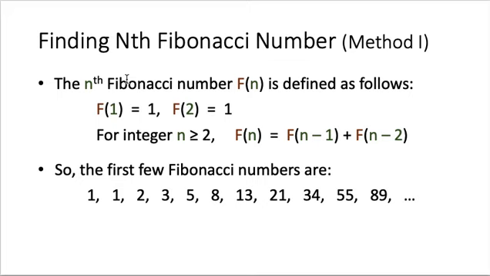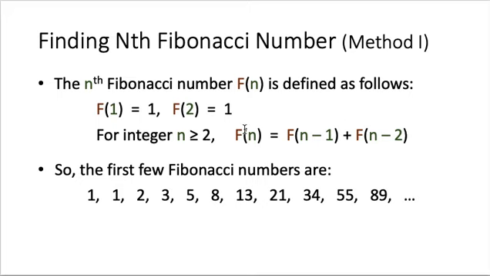Now here we define the Fibonacci number Fn as follows. F1, the first Fibonacci number, is set as 1. F2, the second Fibonacci number, is also set as 1. And for all other n greater than or equal to 2, the value of Fn is simply the summation of the previous 2 terms, Fn-1 and Fn-2.